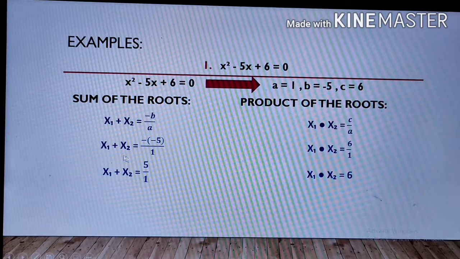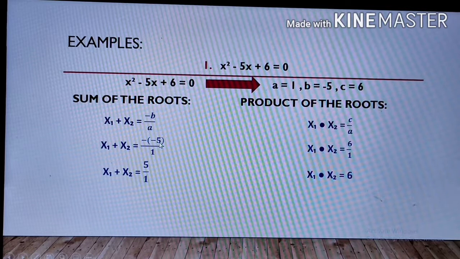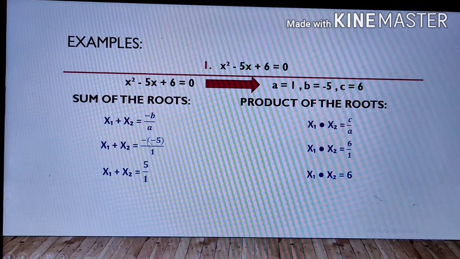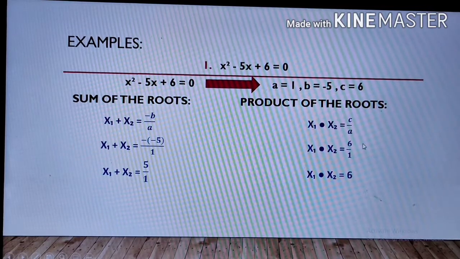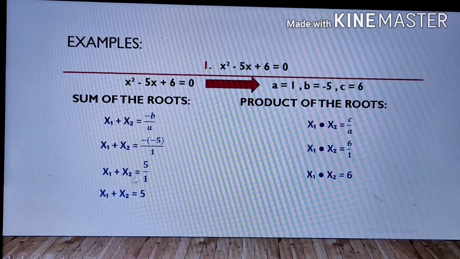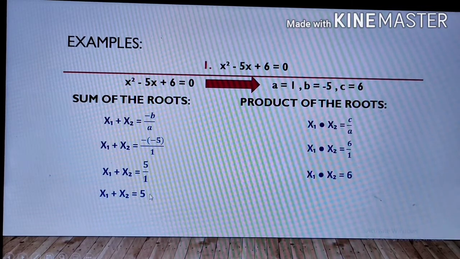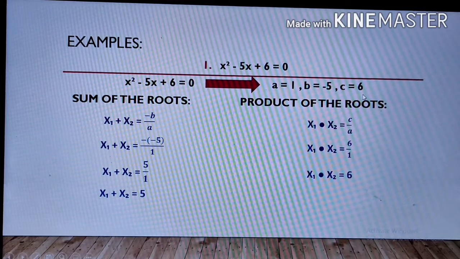Next, copy lang x sub 1 plus x sub 2 is equal to, negative times negative 5 is equal to positive 5, di ba? Kasi kung mag-multiply tayo ng same sign, the result is positive. So, negative times negative is positive. So, positive 5 over 1. Then, ito naman, 6 divided by 1 is 6. Then, next, x sub 1 plus x sub 2 is equal to 5 divided by 1 is 5. So, therefore, the sum of the roots is 5. Then, the product of the roots of the given quadratic equation is 6.